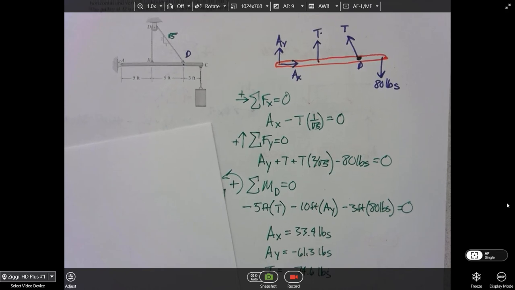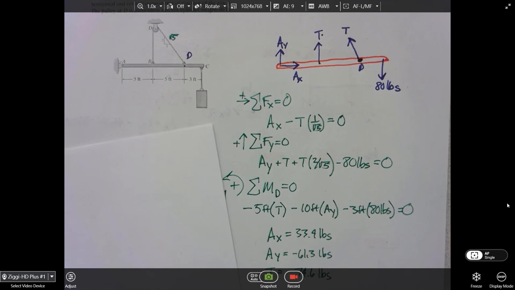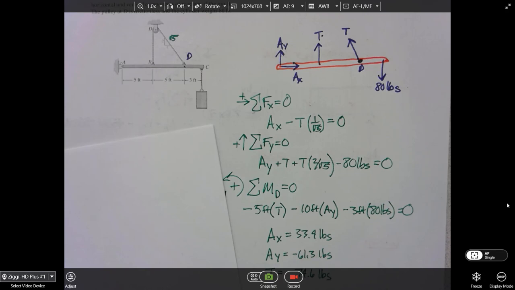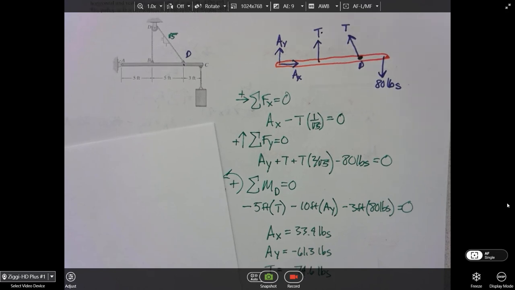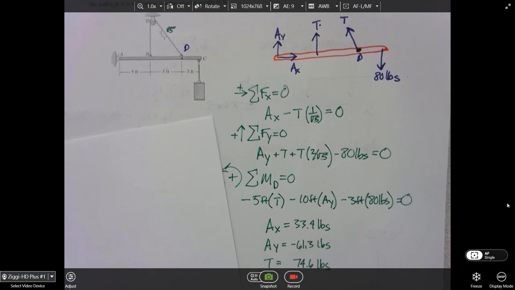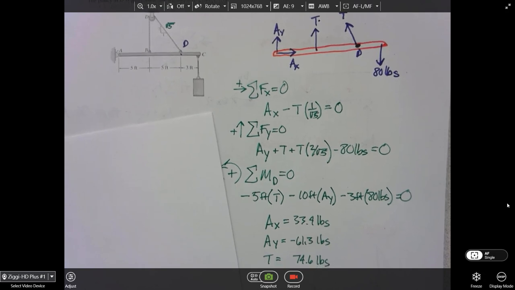I had 5 feet times negative T, or tension, I guess. 5 feet times T. And you're calling it negative, right? Because he's putting his pin here, he's looking at this force, and it causes clockwise rotation, so it's going to be negative. What else did you have? Negative 10 feet times AY. Mm-hmm. And then 3 feet times negative 80 pounds. So negative 3 feet times 80 pounds. Why no AX? Because it's in line with the moment. Right, because it has no lever arm about D. Okay. So now we can solve all three of these at once.